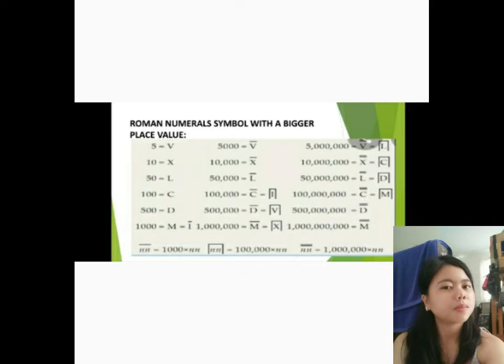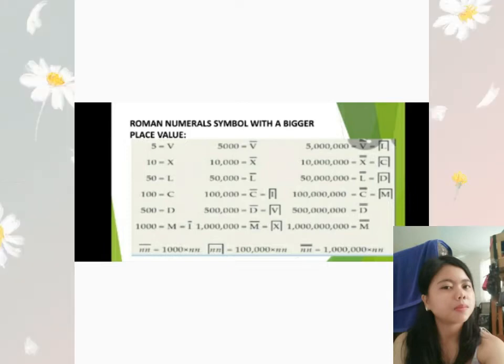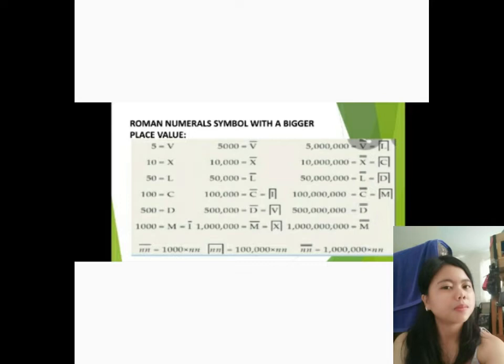5 is represented by V, 10 is represented by X, 50 is represented by L, 100 is represented by C, 500 is represented by D, 1000 is represented by M. If V has a horizontal line, we will multiply it by 5000. If X has a horizontal line, we will multiply it by 10,000. If L has a horizontal line, we will multiply it by 50,000.